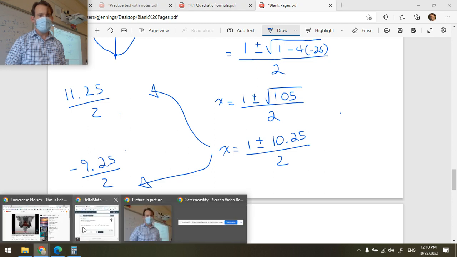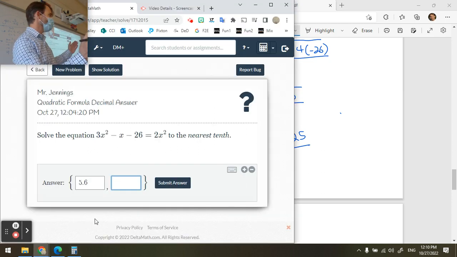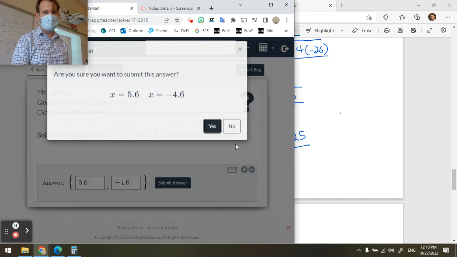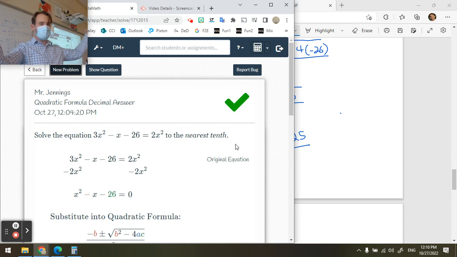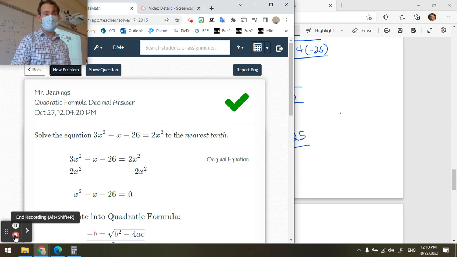And that matches my prediction. I predicted a pretty wide gap between the roots, and I have a gap that's about the size of 10 between the roots. So that's pretty big. Negative 4.6. Let's see if it likes it. Hooray! That's how you apply the quadratic formula. Find the zeros of these things. Done. Any questions? Send me an email or ask me in class.